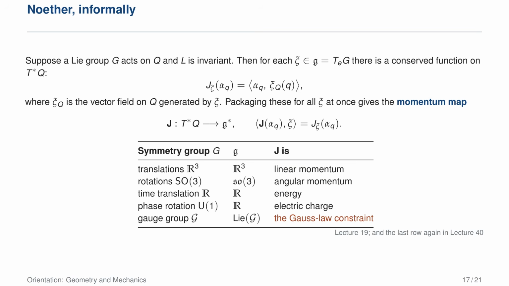Last piece of the preview, Noether's theorem stated loosely. Suppose a Lie group G acts on the configuration space Q, and suppose the Lagrangian is invariant under that action.